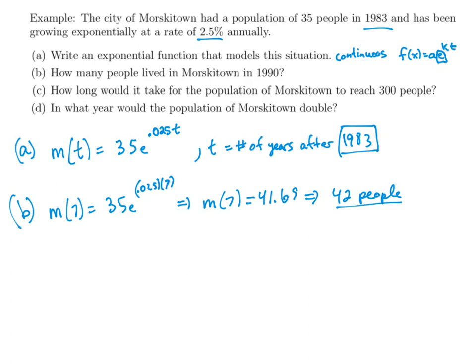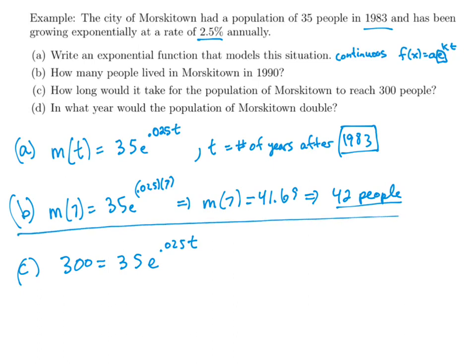Okay. Part C says, how long would it take to reach 300 people? So this is a little bit more complicated. What we want to know is, when is the value of the function m of t going to be 300? So we want to solve this equation. 300 is equal to 35 e to the 0.025t. And this is going to take a little bit more work. So this is an exponential equation. I want to isolate the exponential portion here. So I'm going to divide both sides by 35. We get 300 divided by 35 is equal to e to the 0.025t.